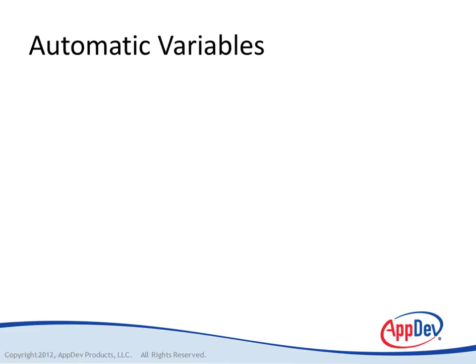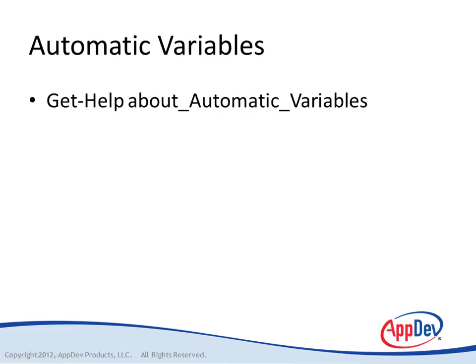Within a given PowerShell session, there are always some automatic variables that are available to you. You can read about all of these by using Get-Help and passing in about_Automatic_Variables. The article is actually quite good at describing all of the ones that are available, but there are some that I would like to call out specifically.